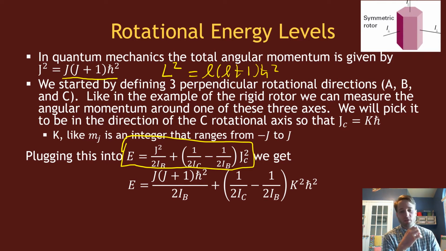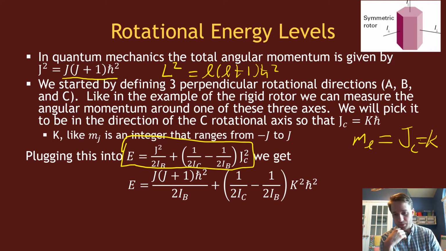Now, in terms of what J sub C is, C is some arbitrary direction, and so I can pick that direction to be whatever I want. I'm going to call that C direction, that C axis, my Z axis. And so just like how M sub L was the orbital angular momentum along the Z axis, that M sub L is going to be the same type of thing as J sub C. And so J sub C is going to be related to this quantum number that we're going to call K times H bar.